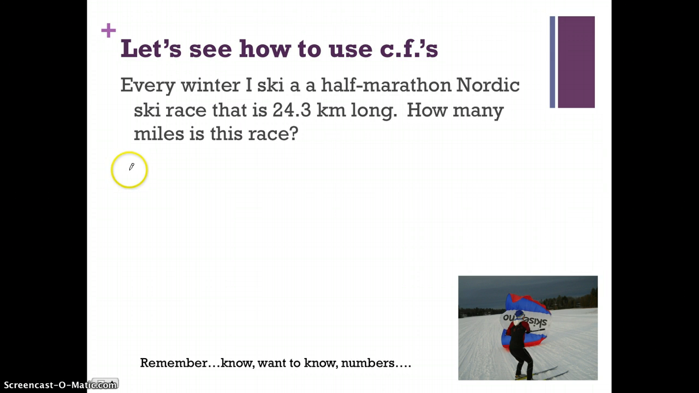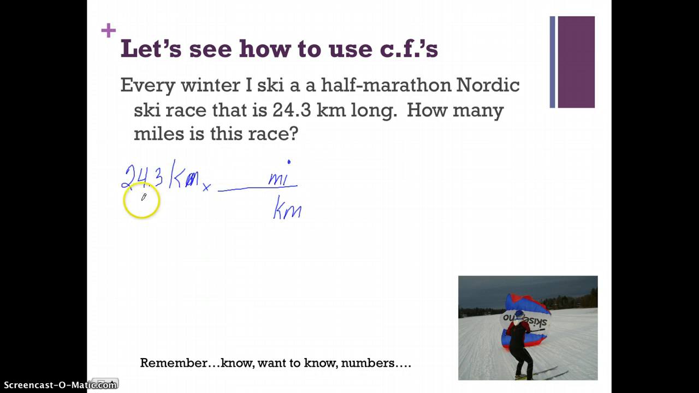If we want to truly convert this, we're going to have to start by writing our given down. And our given is 24.3, whoops, not kilograms, kilometers. Okay, 24.3 kilometers. Now, remember what I told you. The unit that we know goes on the bottom of our conversion factor, and the unit that we want to find goes on the top of our conversion factor. So just put that in there to start with.